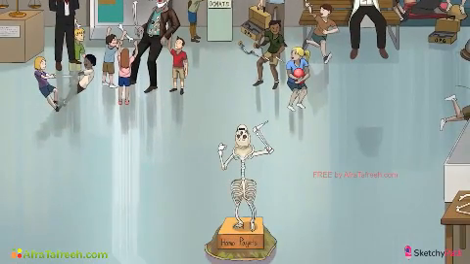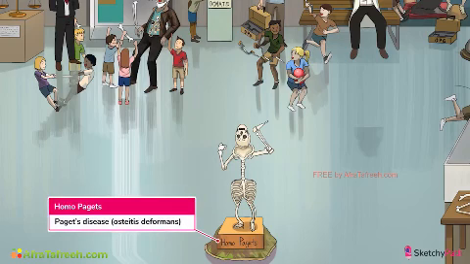Another name for Paget's disease of bone is osteitis deformans. But here at the museum, we just call him Homo Pagets.